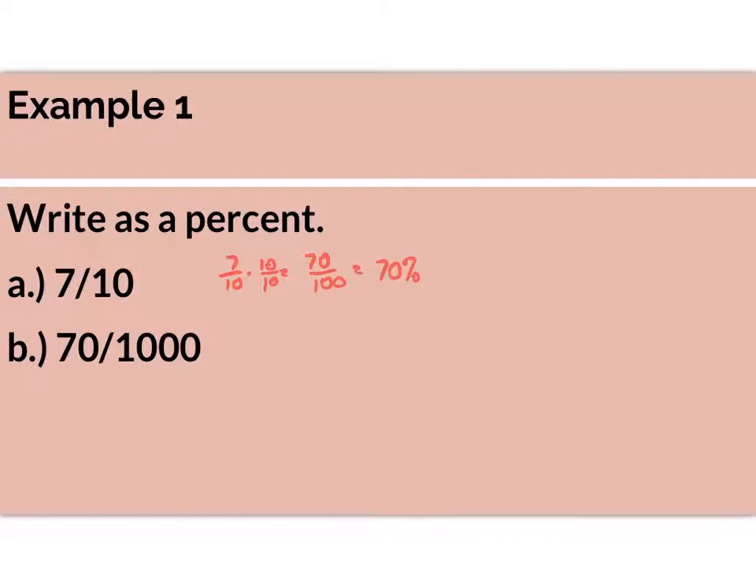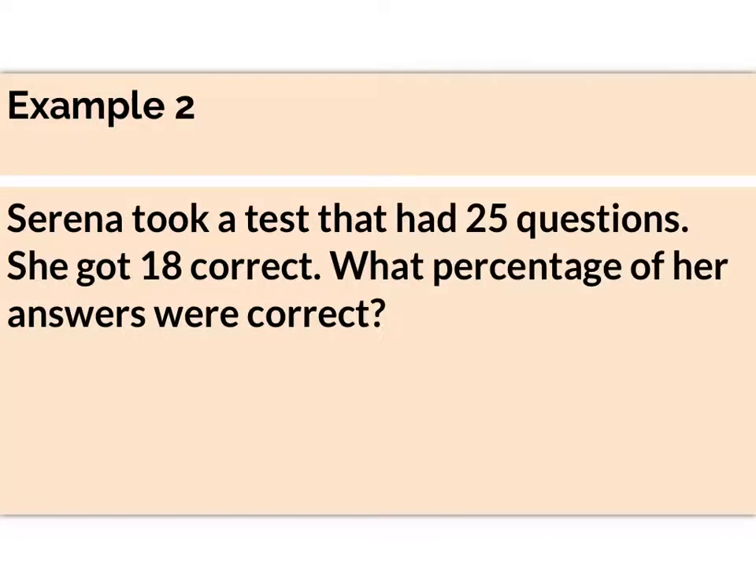70 divided by 100. Whenever you have zeros in numbers, you can just cross off the zeros. And look, we have 7 over 100, which equals 7%. And that's how you change a fraction into a percentage. You make sure it's over 100. The bottom number is 100.